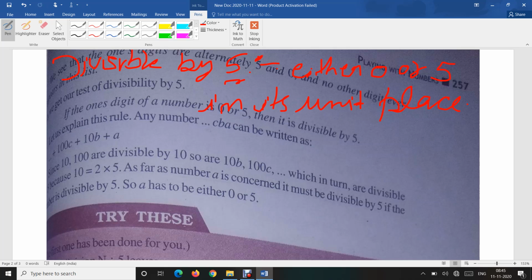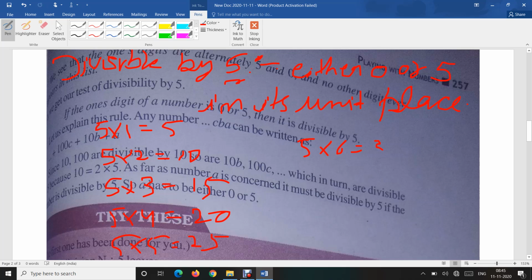See how it works. We know that 5 ones are 5, 5 twos are 10, 5 threes are 15, 5 fours are 20, 5 fives are 25, 5 sixes are 30, 5 sevens are 35. There is one thing you have to notice: everywhere the unit place is 0 or 5. Here 0, here 5, 0, 5, 0, 5. That means if any number carries 0 or 5 at the unit place, then it must be divisible by 5.